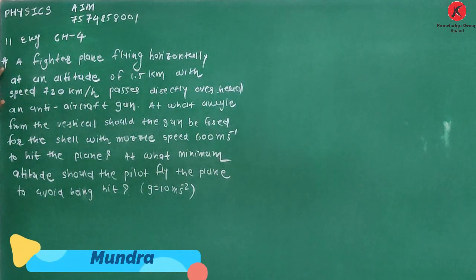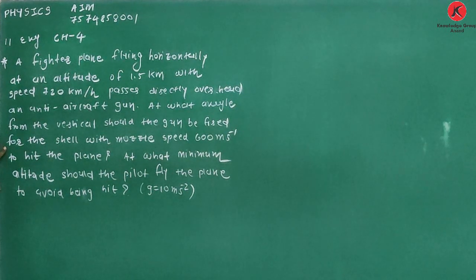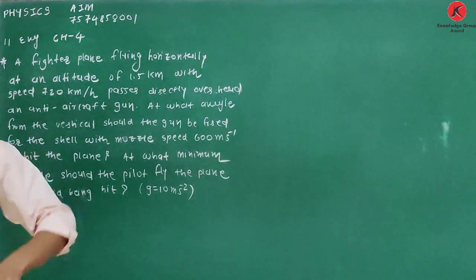A fighter plane flying horizontally at an altitude of 1.5 km with speed 720 km per hour passes directly overhead an anti-aircraft gun. At what angle from the vertical should the gun be fired for the shell with muzzle speed 600 meters per second to hit the plane? At what minimum altitude should the pilot fly the plane to avoid being hit? Yes, we have to find two answers.